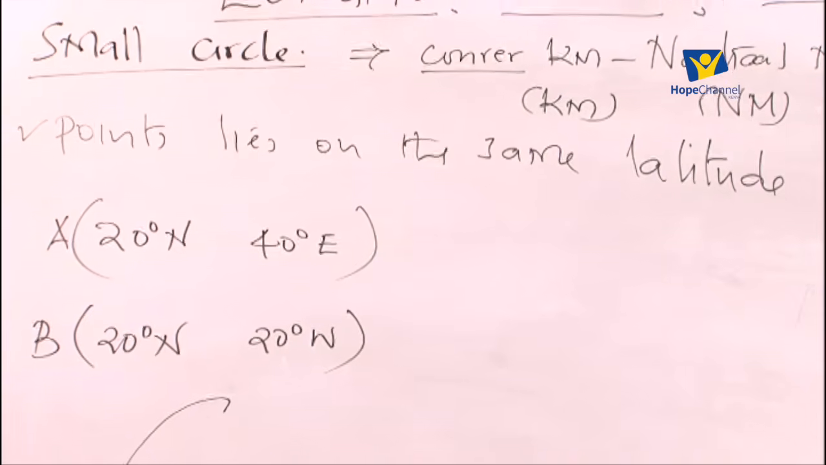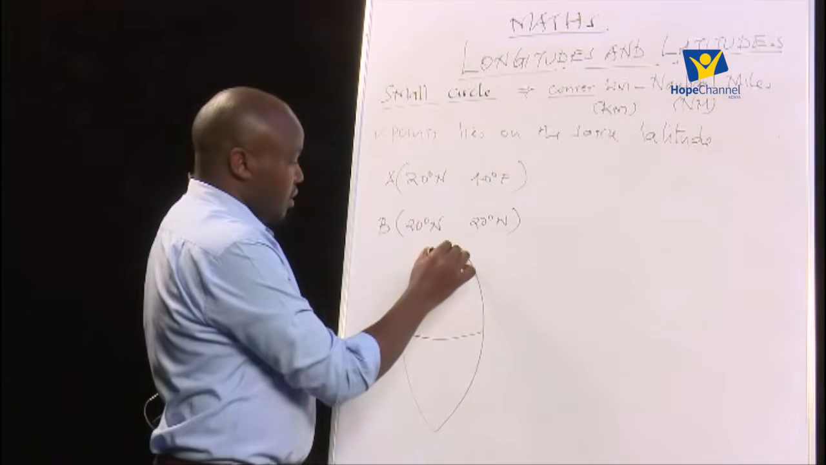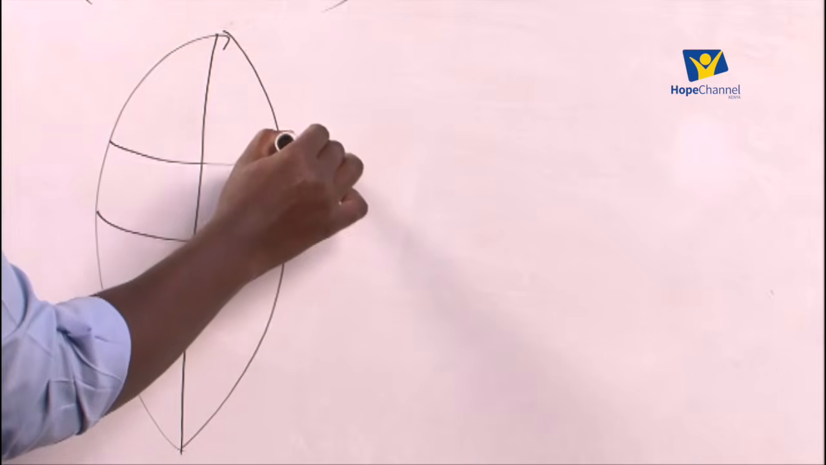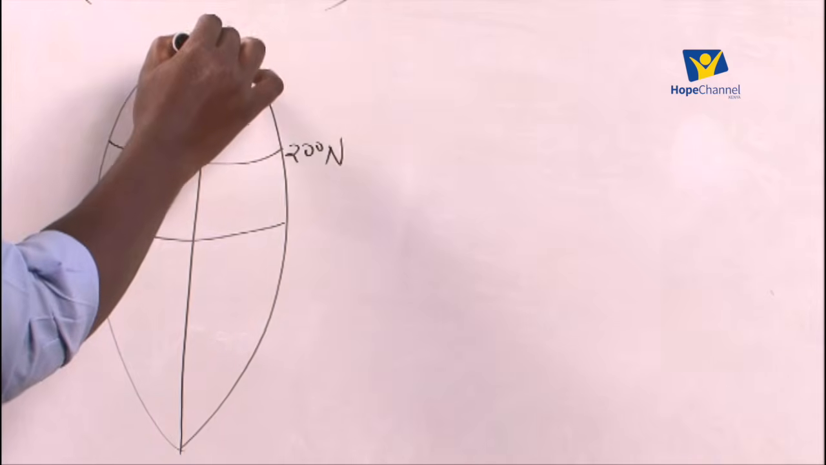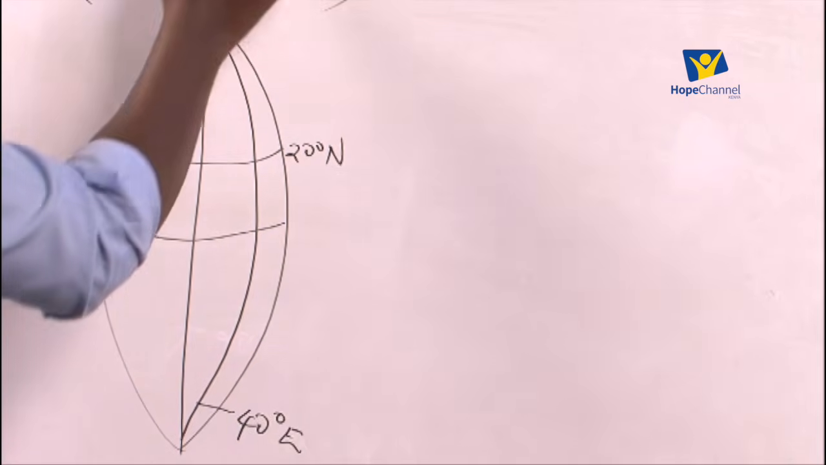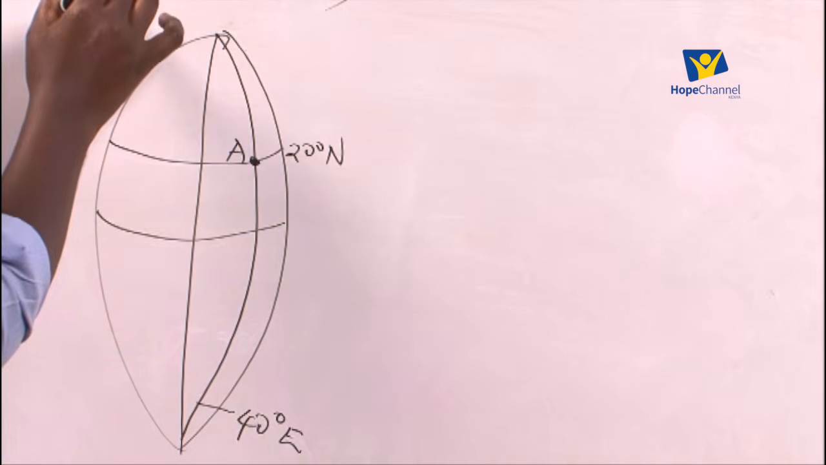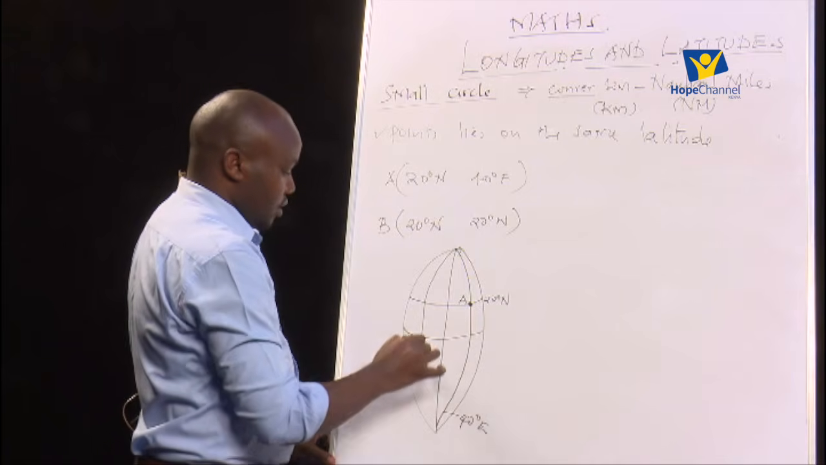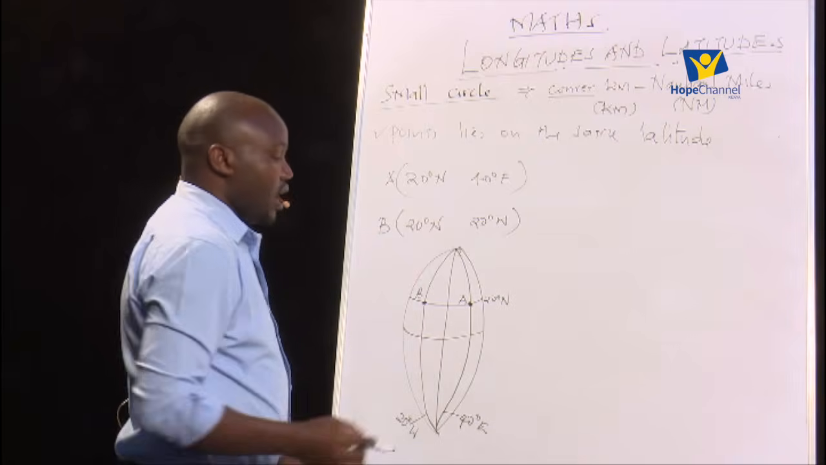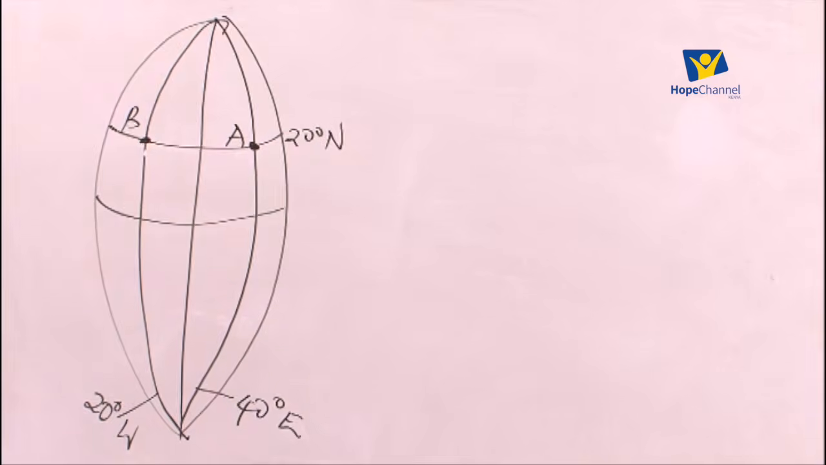So if you locate this point, you realize what? This is my 0 degrees north and this is my 0 degrees Greenwich meridian. My 20 north is there and my 40 east is there. Then again 20 north, so my point A is there. My point B is 20 north and 20 west, so on this other side, 20 degrees west. My other point is here. So you realize that point A and B both lie along the same latitude, and therefore they are a small circle.